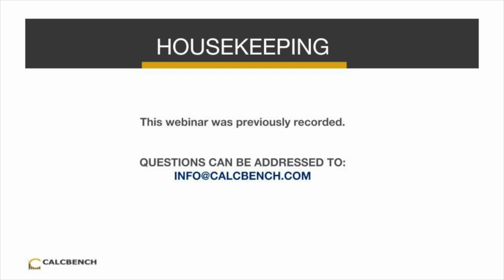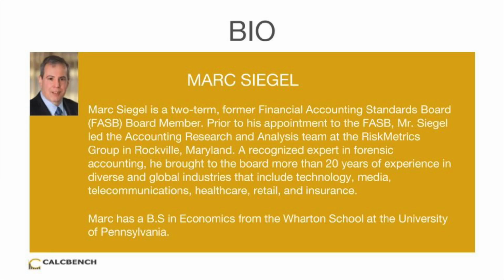As I mentioned earlier, our first guest today is Marc Siegel. Marc is a former member of FASB, and he served on the board for 10 years, from 2008 until this past July. Prior to his appointment to FASB, Marc led the research team at the Center for Financial Research and Analysis, which ultimately became part of the Risk Metrics Group that is based in Maryland today. And back in the 1990s, Marc worked at Arthur Andersen as an auditor and a financial consultant.